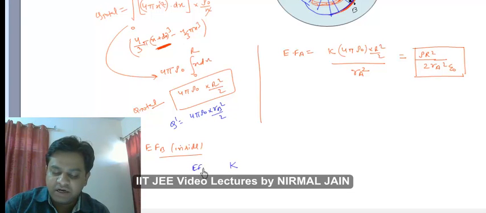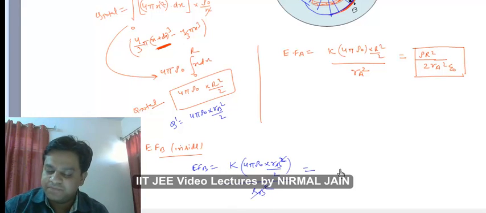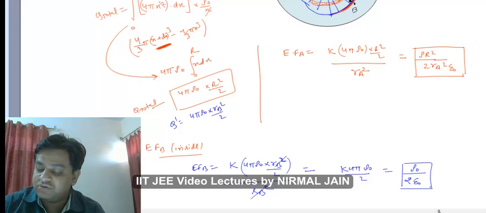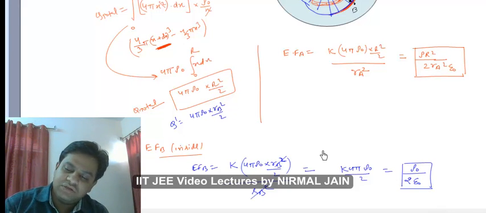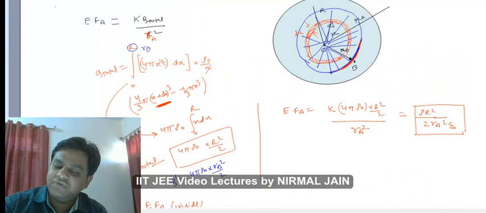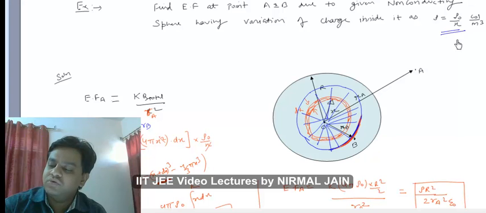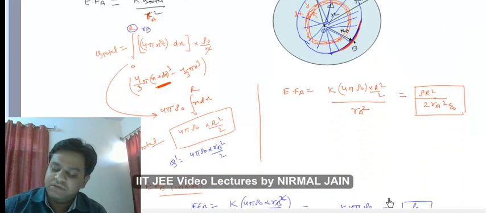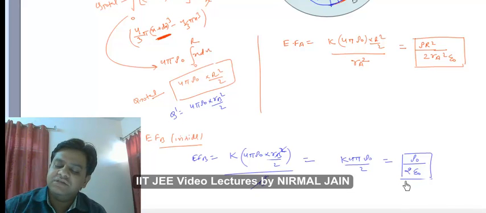So the electric field at B will be k Q dash, which is 4 pi rho naught into rb square by 2, divided by the distance squared, which is rb square. So k times 4 pi rho naught by 2 gives rho naught by 2 epsilon naught. So this will be the electric field due to this sphere of variable charge having charge density rho equal to rho naught by x, and this will be the electric field inside the sphere at distance rb, right?